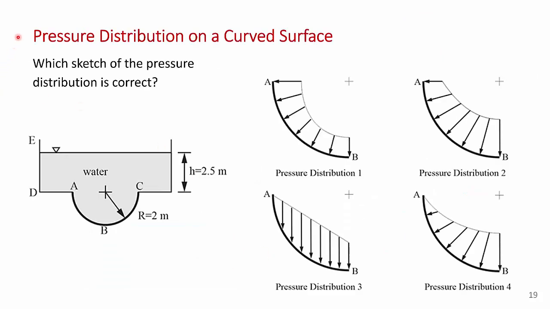Okay, before I end, I just thought I'd show you this. Have a look at this. So imagine you're trying to solve this problem here where we have water in a tank. We have a two-dimensional semicircular gate here, ABC. And I'm asking you to draw the pressure distribution on surface AB. I've got a number of options over here, distributions 1, 2, 3, 4. Have a look at them. See if you can figure out which one is correct. Maybe pause the video.